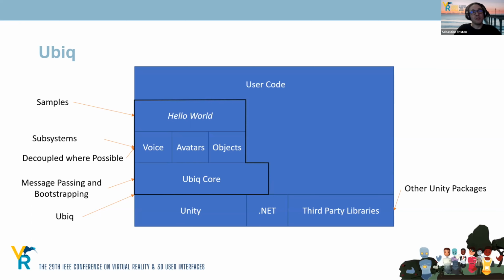The vast majority of Ubiq's high-level functionality is included as very comprehensive samples and subsystems, which we do try to keep as decoupled as possible. So if you're building an experiment or application that doesn't need voice chat, for example, you can just delete that whole subsystem or just turn it off, and the rest of the system, the application, should remain completely unchanged. And the motivation is that we would fully expect some experiments to need to modify or even replace these subsystems entirely, especially when it comes to things like avatars, for example.